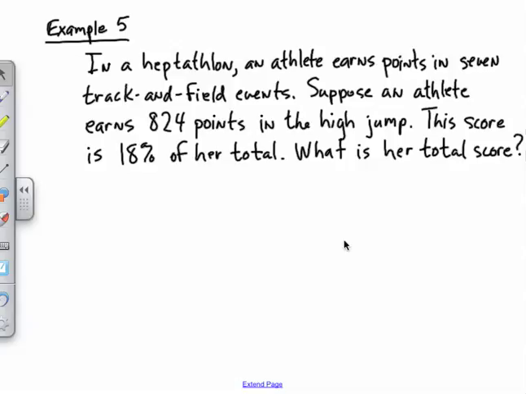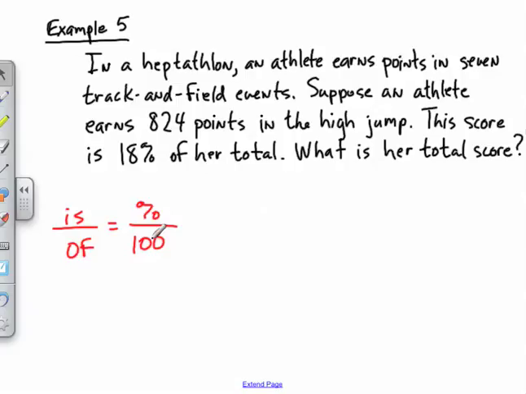Okay, now, example 5. We've been talking about percents and proportions in class, and we know that this problem is probably going to deal with is over of equals percent over 100. But let's read what it says first.